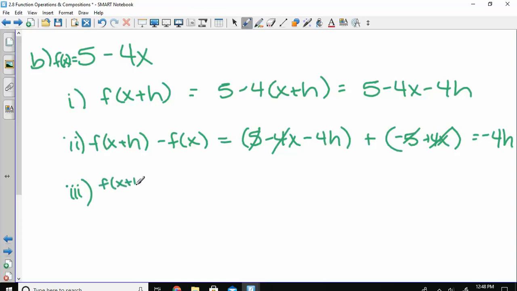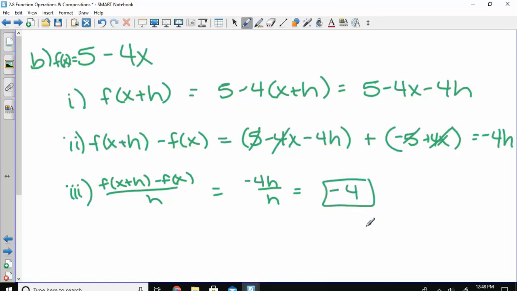The last thing you're asked to find is f of x plus h minus f of x all over h. So that's the answer we just got, divided by h, which gives us a negative 4. So all we're doing here is evaluating functions. Is that okay with everybody?